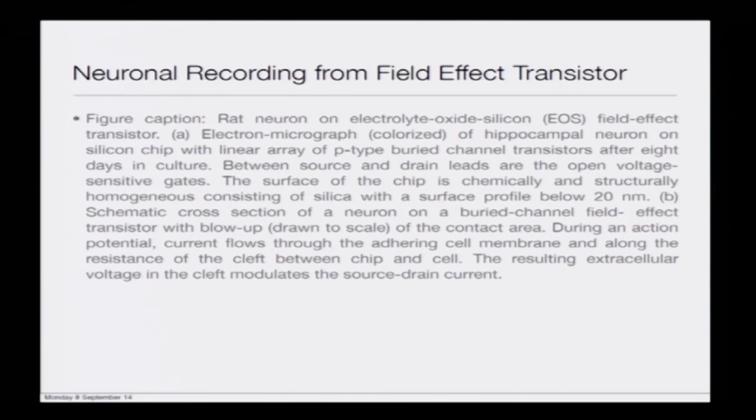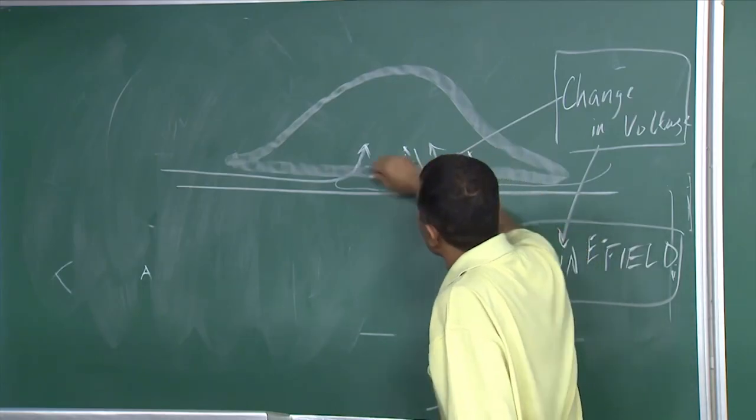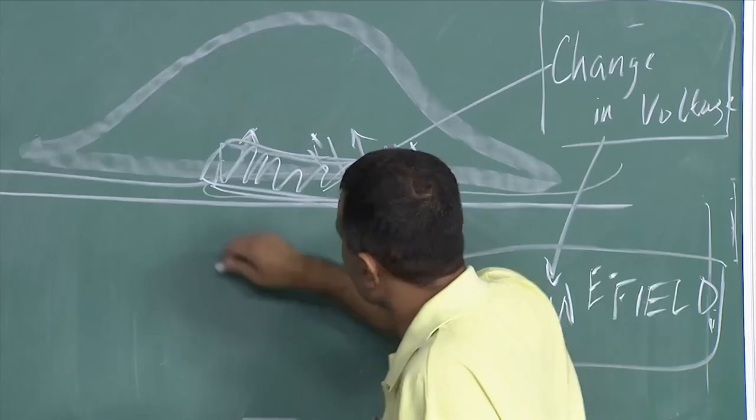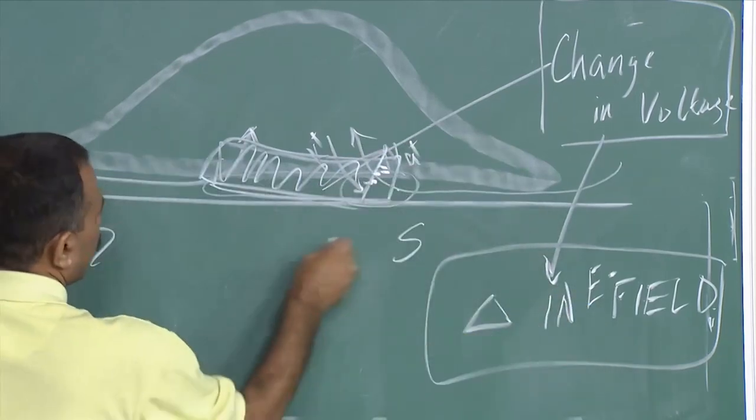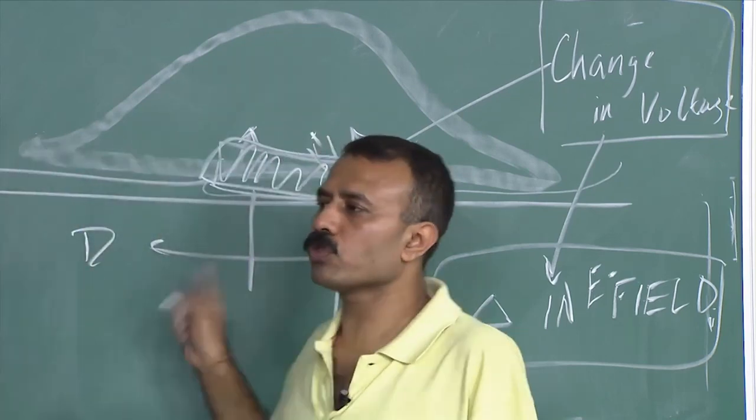During an action potential, current flows through the adhering cell membrane and along the resistance of the cleft between chip and cell. The resulting extracellular voltage in the cleft, this is the most important line, the resulting extracellular voltage in the cleft modulates the source and the drain current. So, this is exactly what I was trying to tell. This change here is what this source and the drain is sensing. There is a gate out here, that is it, and that is the most fundamental thing.